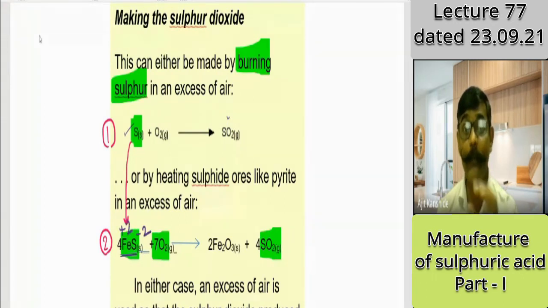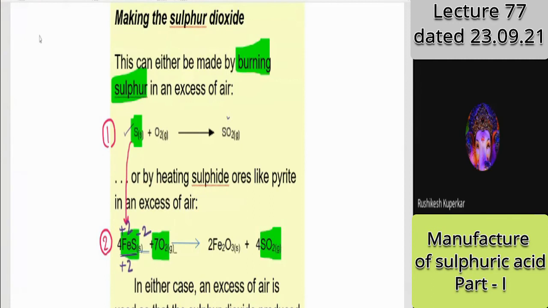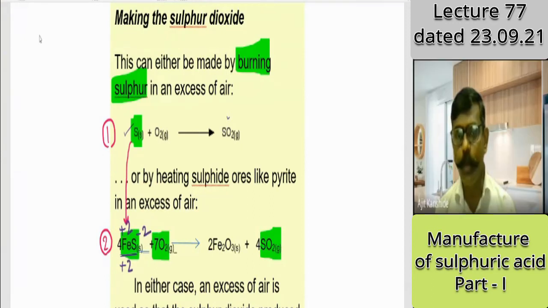Ferrous sulfide. Ferrous means +2, ferric means +3. So iron is in +2 oxidation state. That is my important point here. Is it clear? Yes, sir. Now I want an answer from you. What is the charge on this iron in Fe2O3?